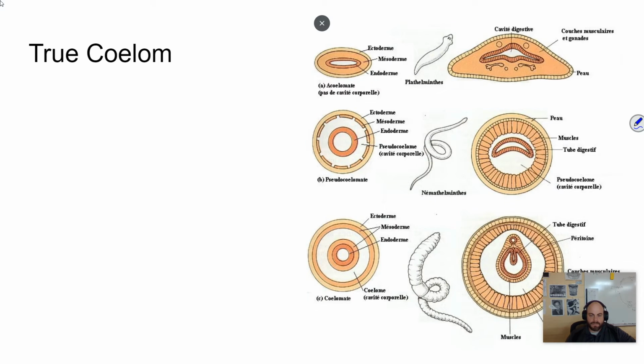They have a true coelom, which again, the coelom is completely lined with mesoderm, which you see here. You have your gut, and here's the body cavity completely lined with that mesodermal tissue, as opposed to a pseudocoelom, which is only partially lined, or an acoelomate, which has no coelom at all.